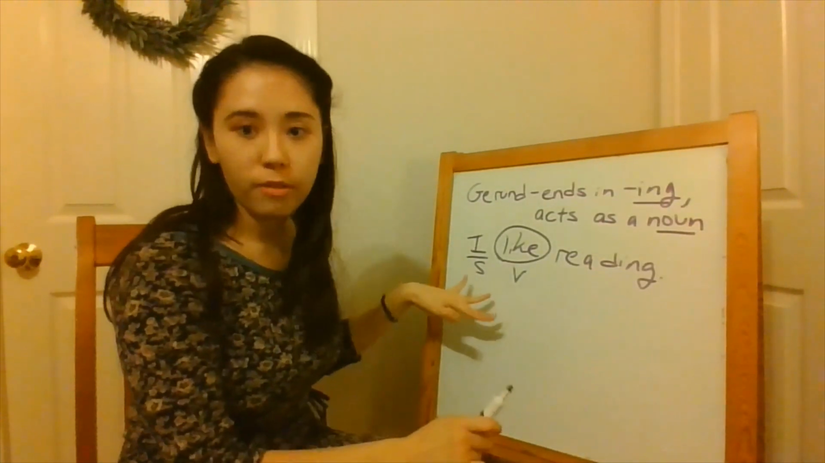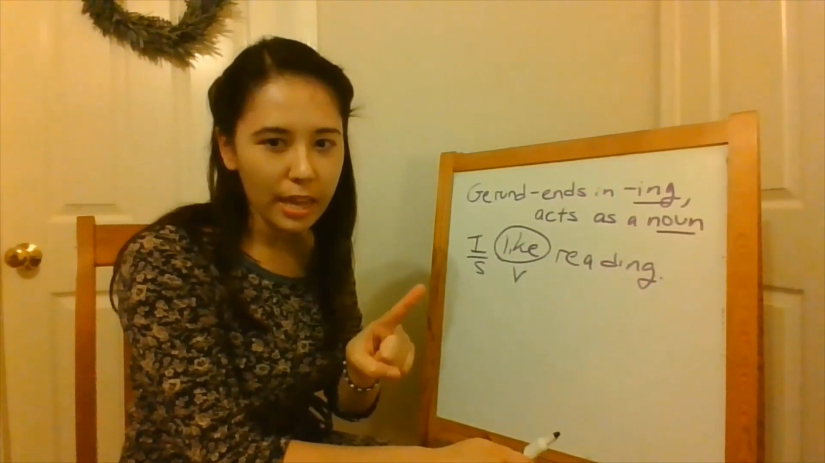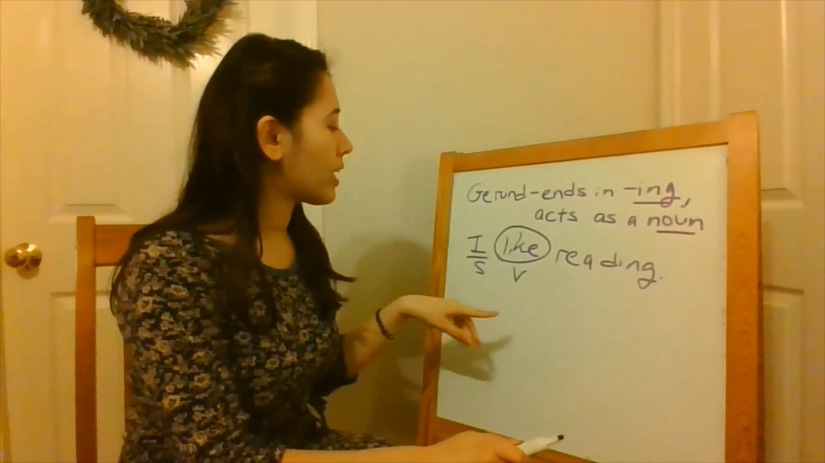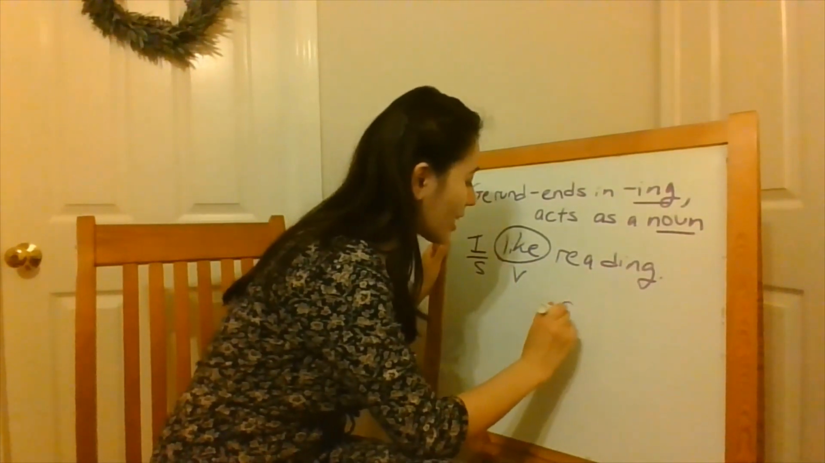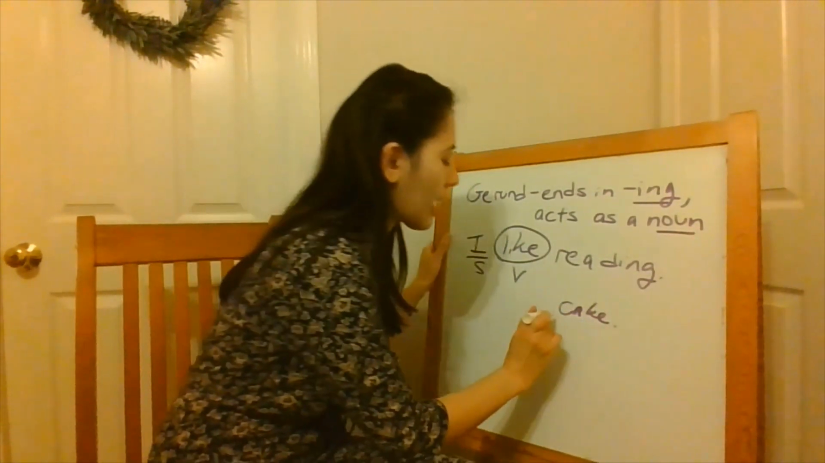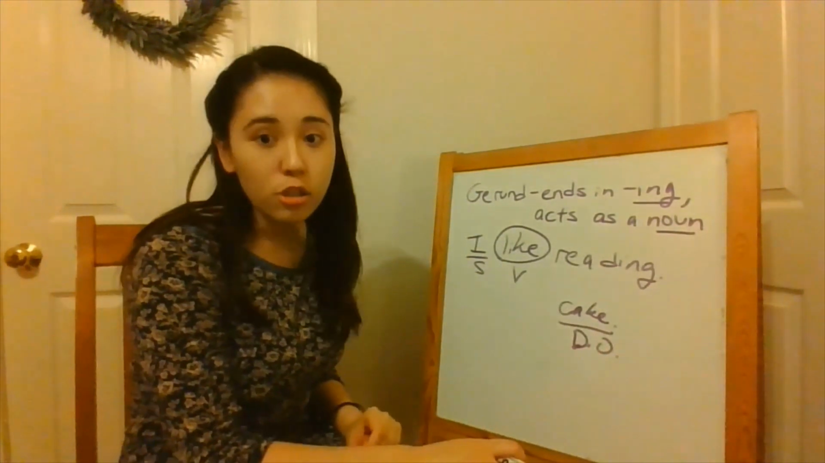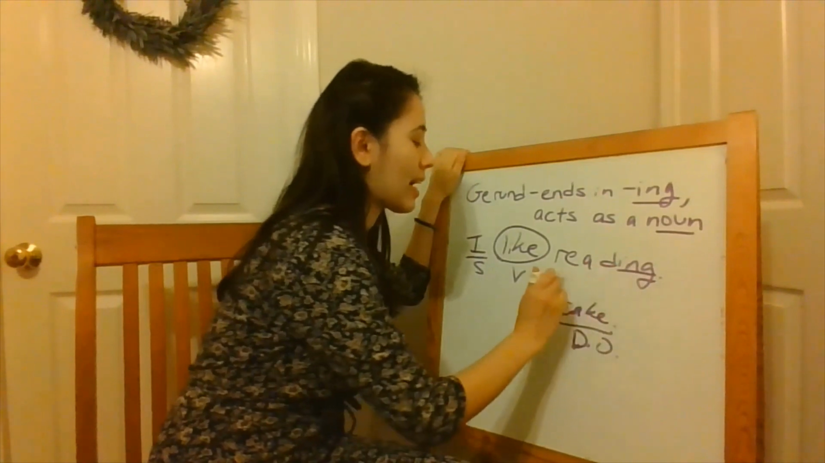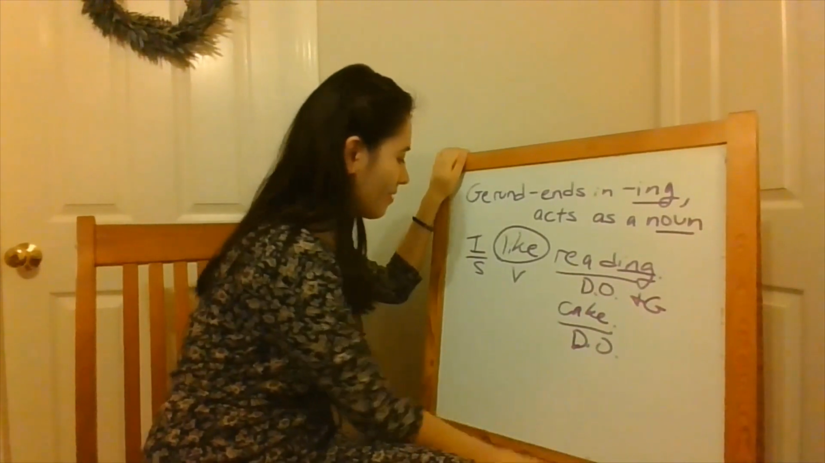Now back to our original example. I is our subject, like is our verb, and then we have reading, which looks like a verb, but it would be odd for us to have two verbs back to back. And that's when we realize that reading is not exactly what it seems in this case. So if I said, I like cake, we would recognize cake immediately as a direct object, since cake is a noun. That means reading also is acting as a direct object, but it is a gerund because it ends in ing and is acting as a noun. So it's a direct object and it is a gerund.